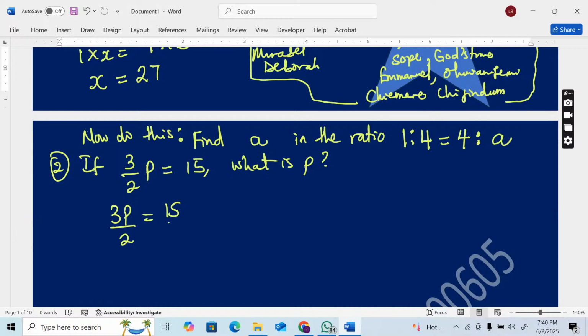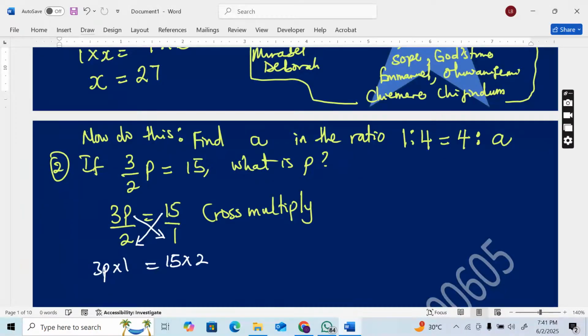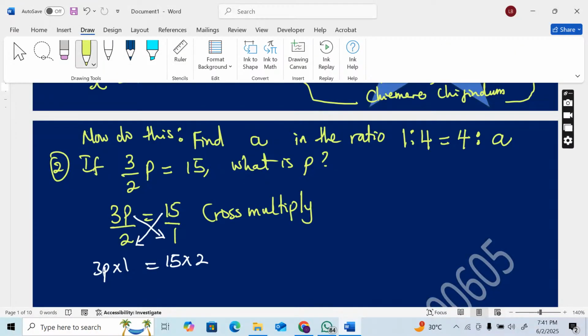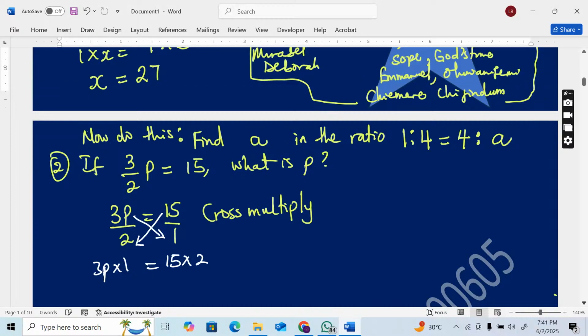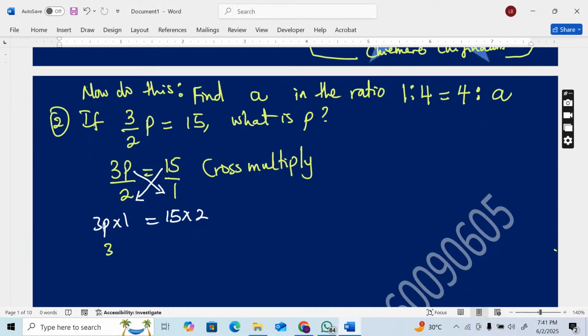So I'm going to write 15 as a fraction of 1. Then we are going to cross multiply. How do we cross multiply? 15 will be multiplied by 2, and 3p will be multiplied by 1. So that is 3p times 1 equals 15 times 2. What is 3p times 1? 3p times 1 is 3p. That is 3p equals 15 times 2, which is 30.